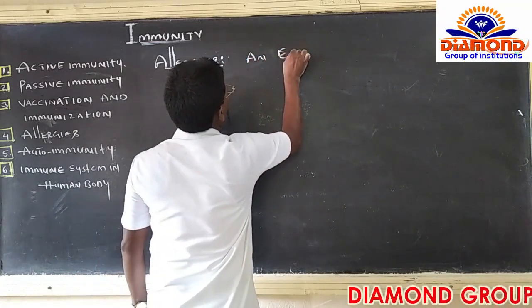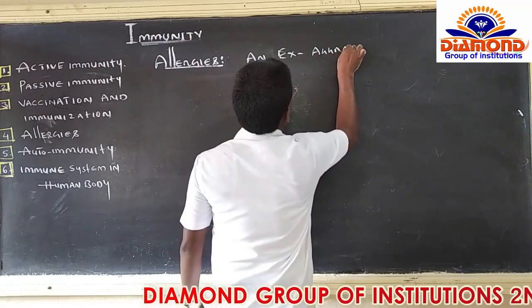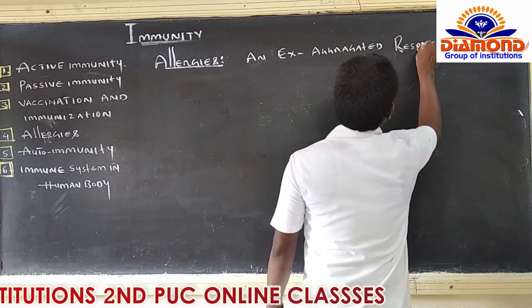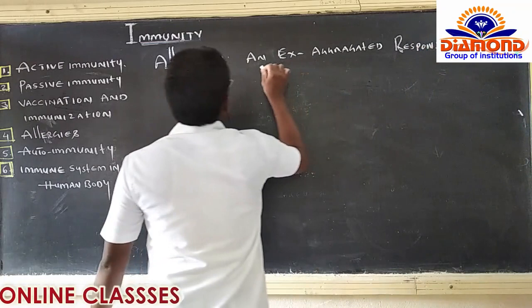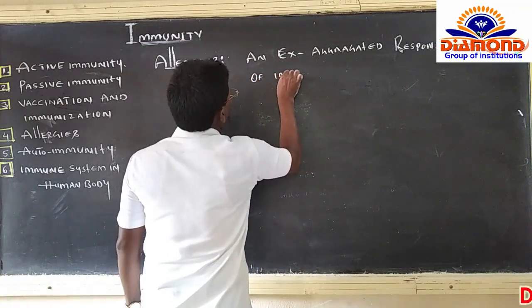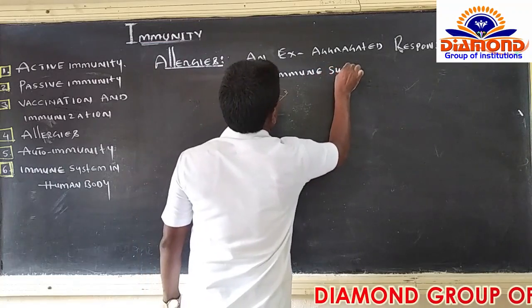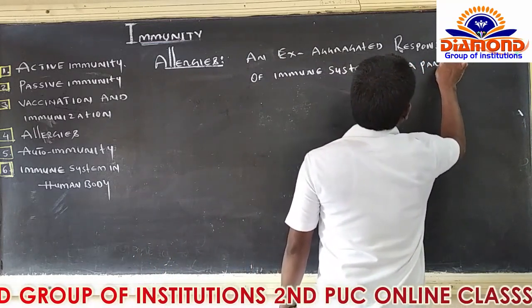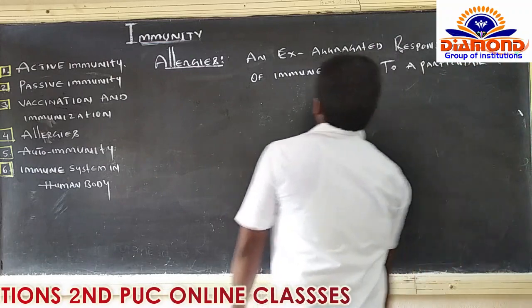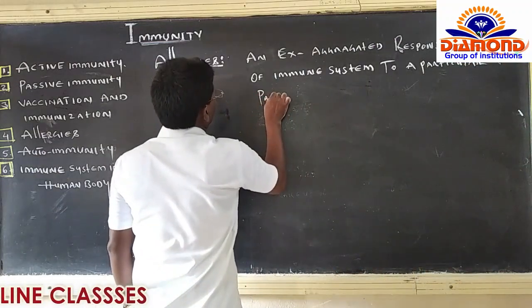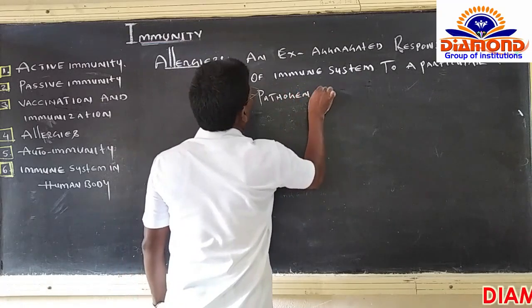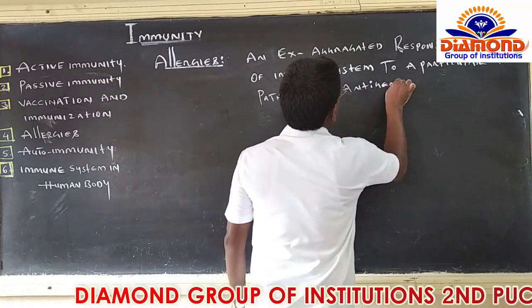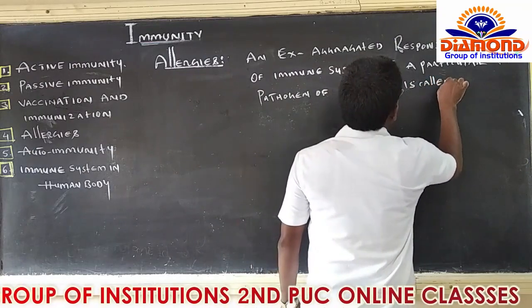an exaggerated response of the immune system to a particular pathogen or to a particular antigen is called allergy.